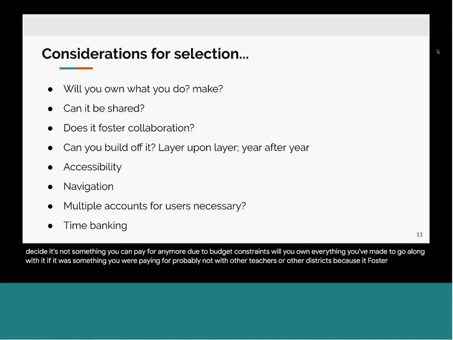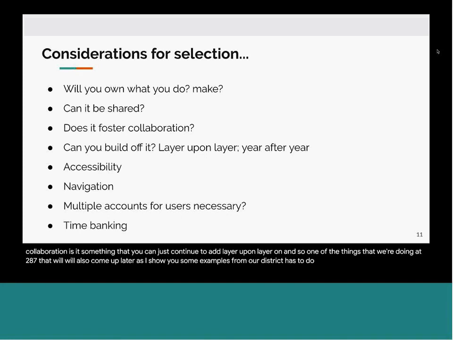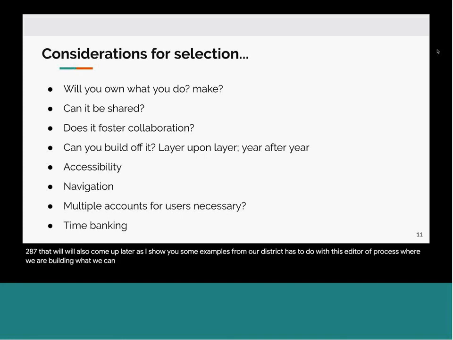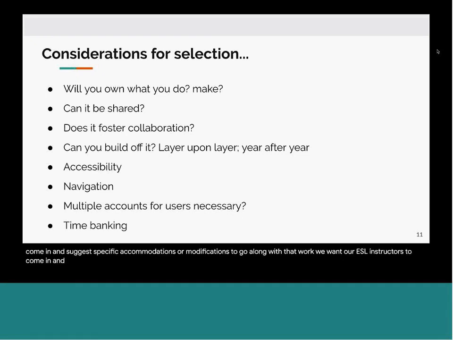this iterative process where we are building what we can, and then we go back and fix it up again and again and again. So we may have our social emotional learning experts go and add a layer of supportive language and directions to the content. We'll have our special ed experts come in and suggest specific accommodations or modifications to go along with that work. We want our EL instructors to come in and add their suggestions and supports, and what kinds of improvements can we make to our accessibility, our consistency and navigation.